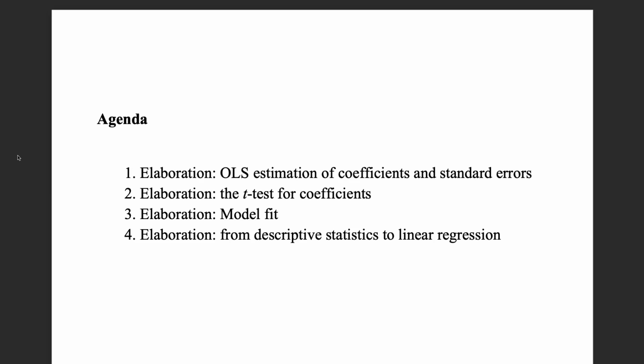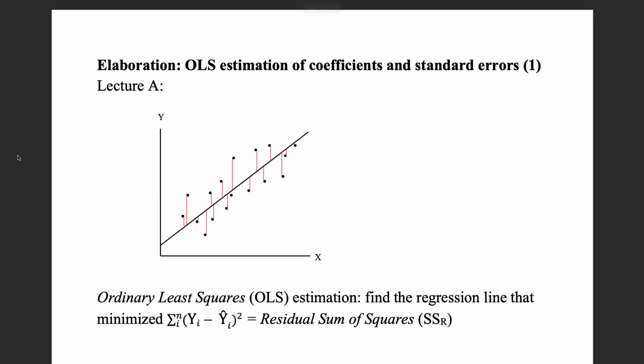And then I'm going to close off by showing you that linear regression and what we sometimes call descriptive statistics, particularly the mean, have a very close relationship and actually are really just variations of the same thing, which is, I think, very good knowledge to have if you want to better understand what regression models actually do and what they don't do. So let's start out with talking about OLS estimation.